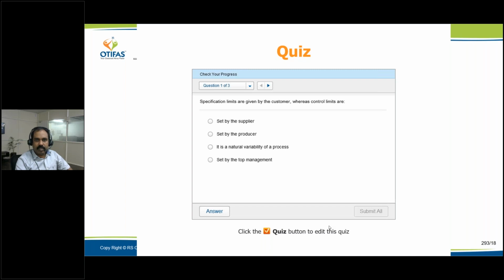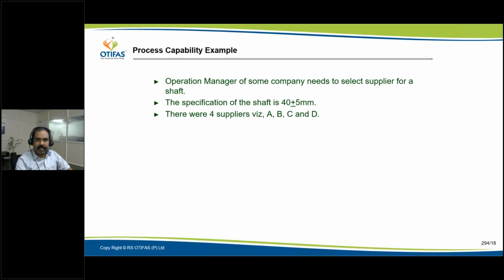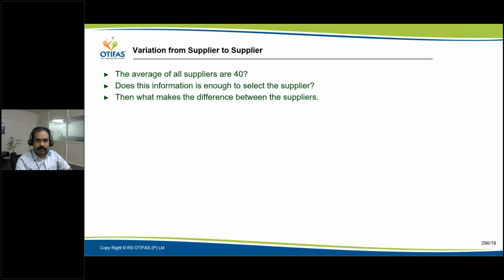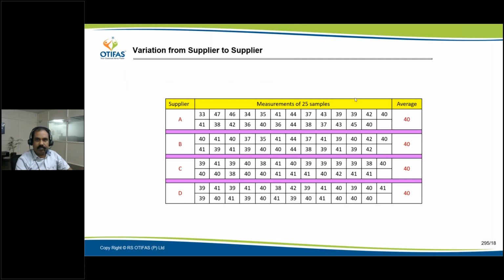Now, how will you find out the process capability? For example, you have four suppliers, and all suppliers have the same mean. I want to select one supplier out of the four. I went to the suppliers' sites, studied their processes, and collected data of 25 samples. I got an average of mean 40 for supplier A, supplier B mean 40, supplier C mean 40, supplier D mean 30.